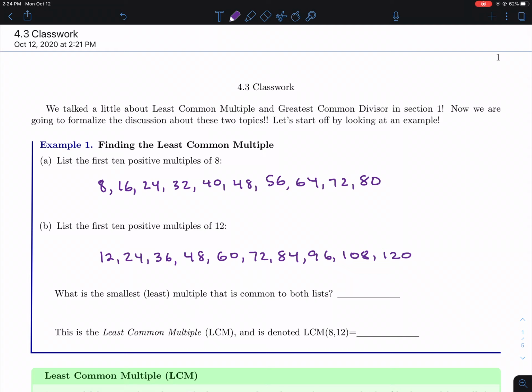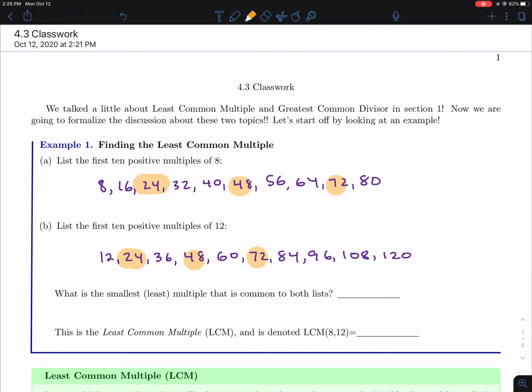All right. And so again, to find the least common multiple, if we ran this list out, we're going to see that there are lots and lots of multiples that these two have in common. But we're trying to find the smallest one that occurs on both lists. If we look, they both have a 24. They both have a 48. They both have a 72.